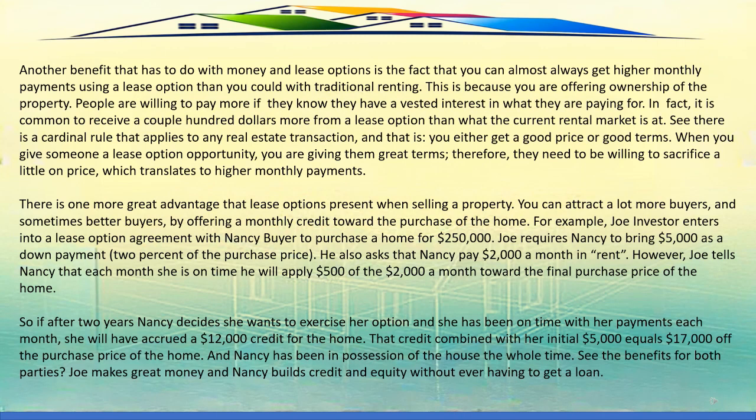So if after 2 years Nancy decides she wants to exercise her option and she has been on time with her payments each month, she will have accrued a $12,000 credit for the home. That credit combined with her initial $5,000 equals $17,000 off the purchase price of the home. And Nancy has been in possession of the house the whole time. See the benefits for both parties? Joe makes great money and Nancy builds credit and equity without ever having to get a loan.